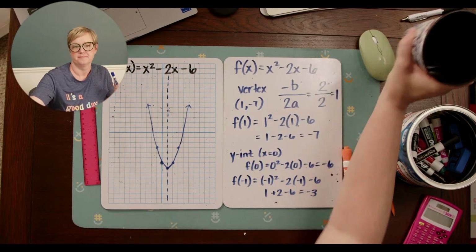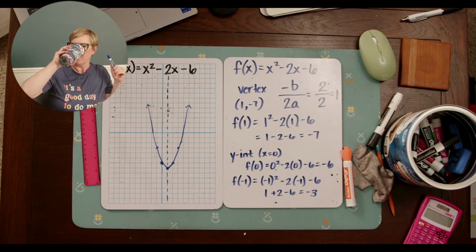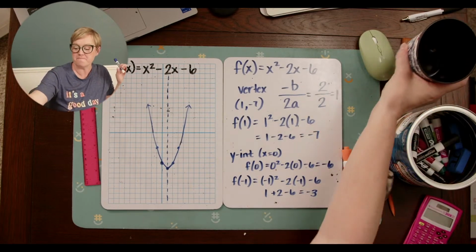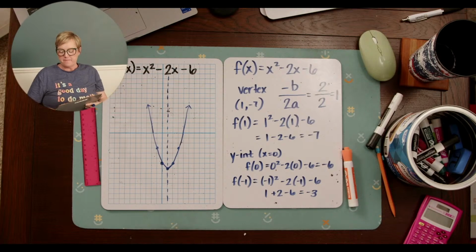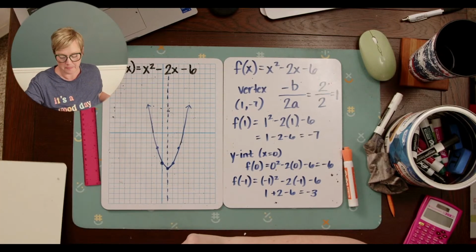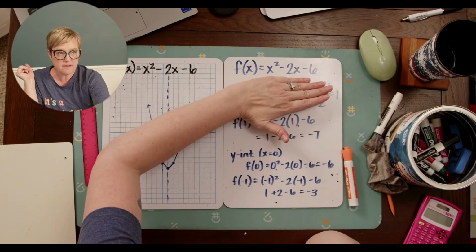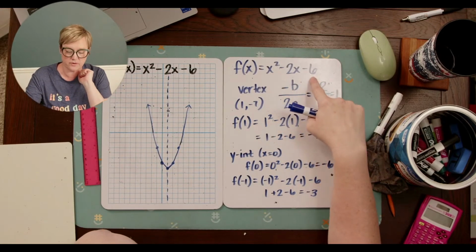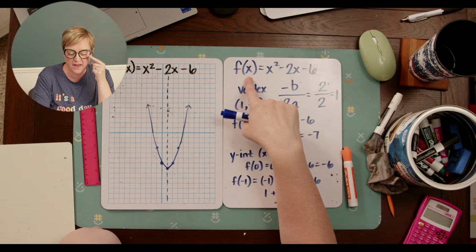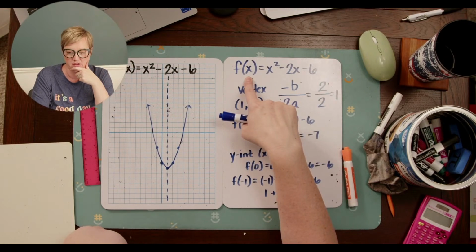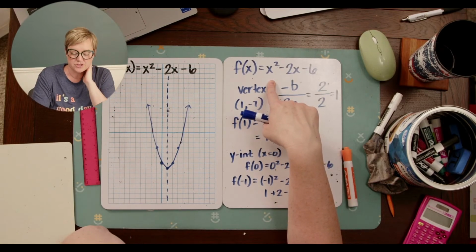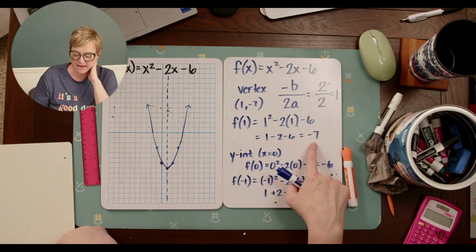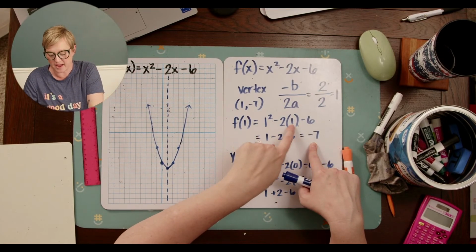You had a question from Instagram. What does f of x mean, and is it the same thing as y? That is an excellent question. So f of x, the f stands for function. Here, my function is x squared minus 2x minus 6. So f of x is basically, what is the value of x after you run it through the function? So f of 1 is negative 7, because when I plug in 1 for x, I get negative 7.